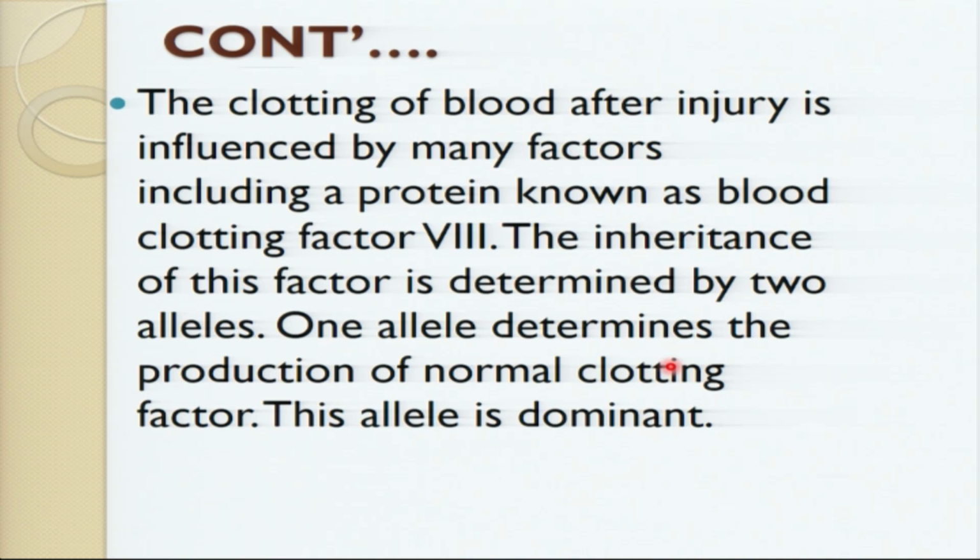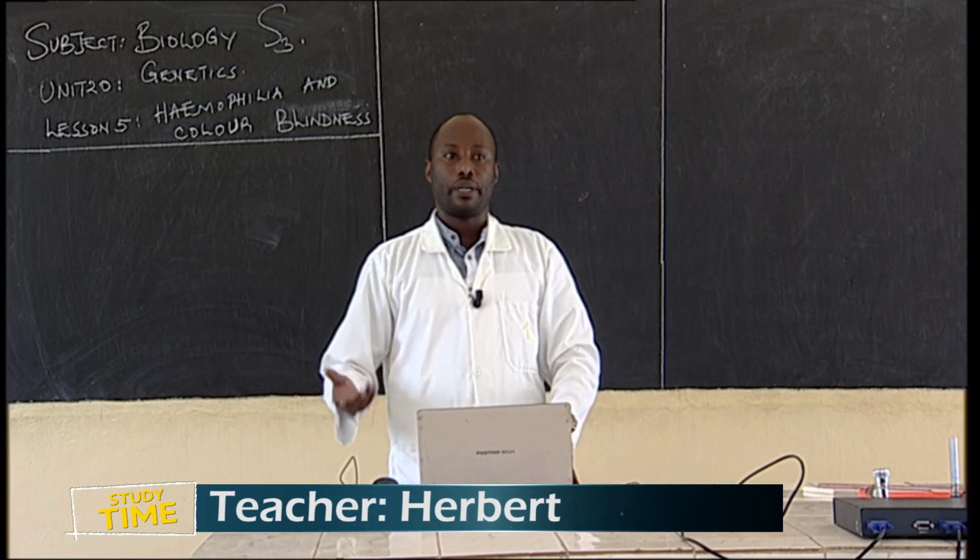So the inheritance of this factor is determined by two alleles. You remember when you talk about allele, I talked about two versions of the same gene being referred to as alleles. So one allele determines the production of a normal clotting factor. This allele is referred to as a dominant allele. These are the terminologies we use in genetics. A dominant allele is an allele that expresses itself in a phenotype. So this allele is dominant and makes the blood clot.